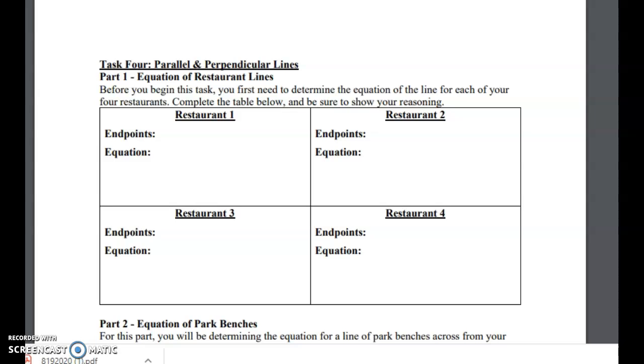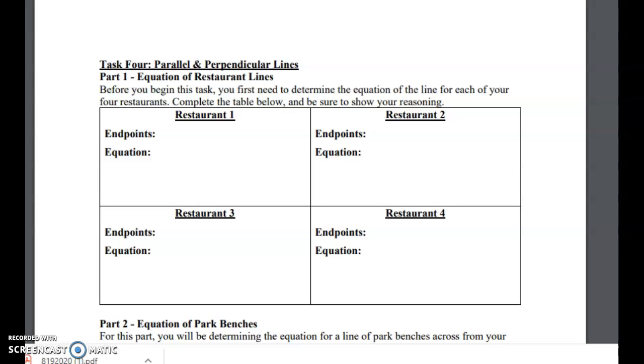All right, let's talk about what this task 4 is actually doing. So you are using parallel and perpendicular lines to do different tasks within your water park. For each task, you need to find the endpoints of your segment for each restaurant. Your segment should have 2 endpoints, and you're going to write those endpoints here for each restaurant.